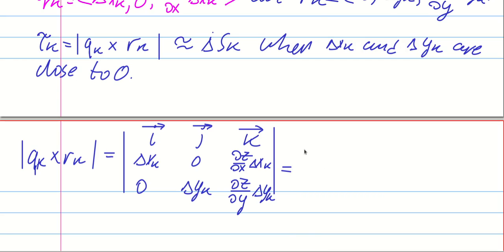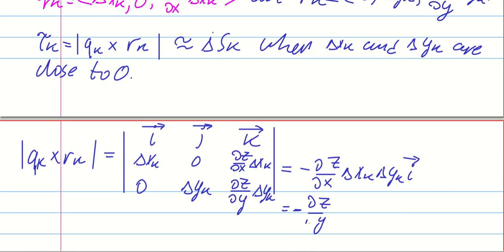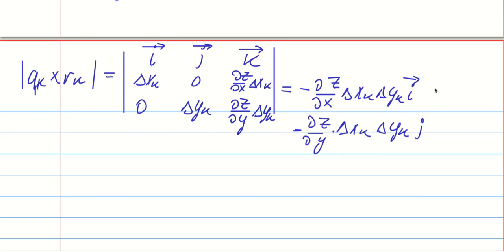So if we calculate it for the i, we're going to get the products of, for the i, we're going to get negative dz dx times delta x sub k times delta y sub k i. Then for the j, it's dz dy, this part, times delta x sub k, delta y sub k, j, and sorry, here it should be minus, plus, then for k we have just the product of delta x sub k and delta y sub k.